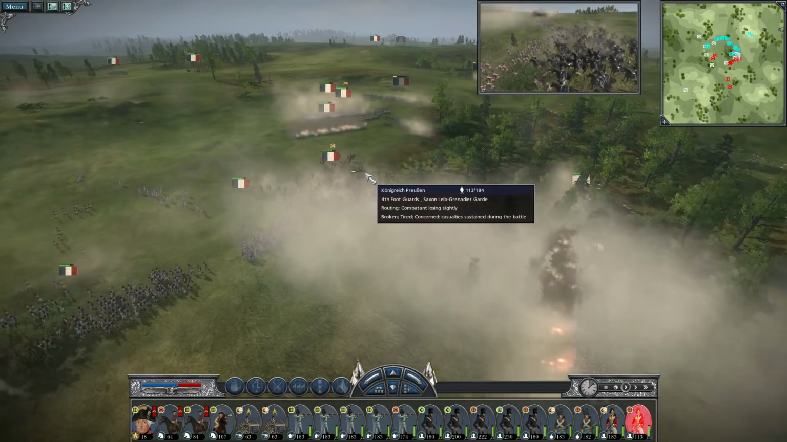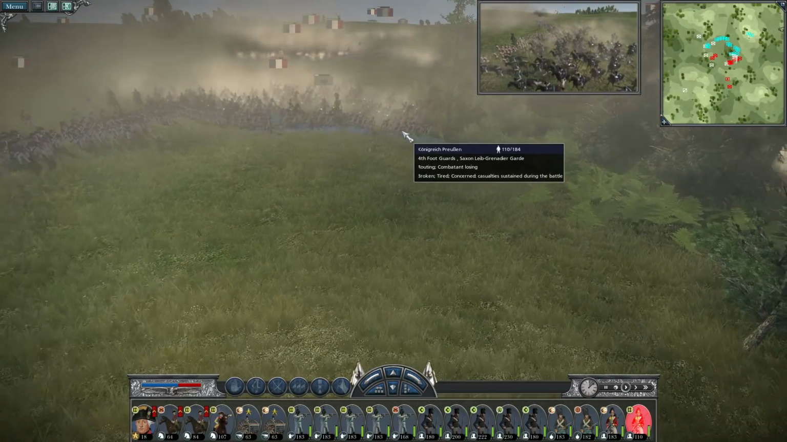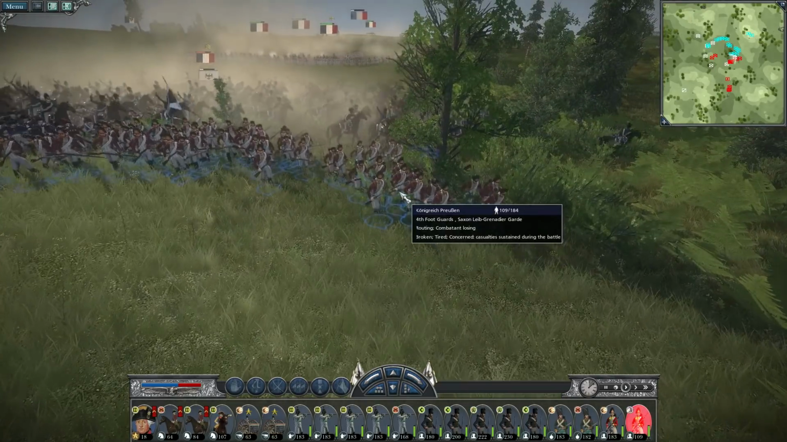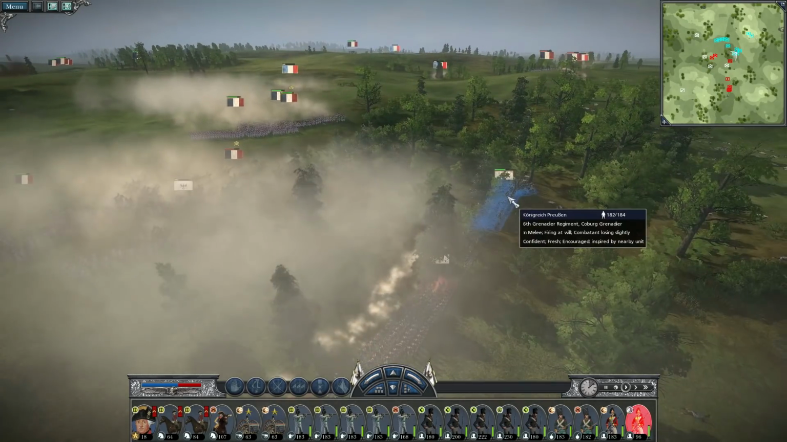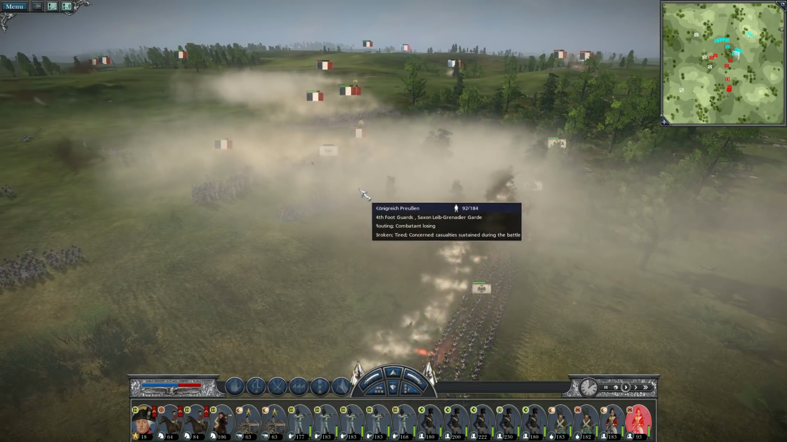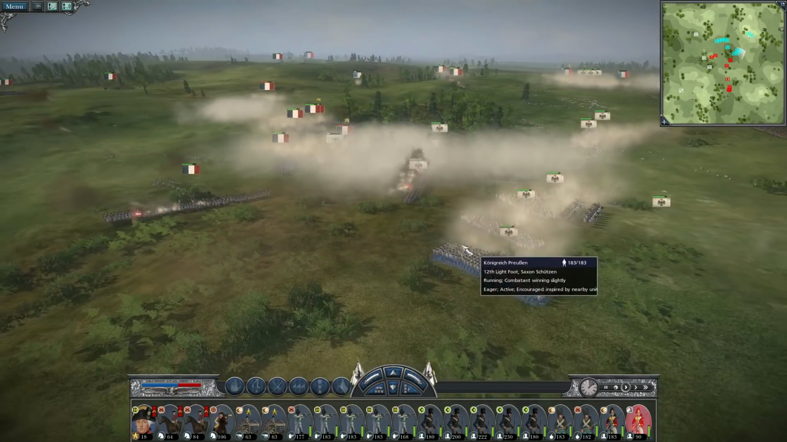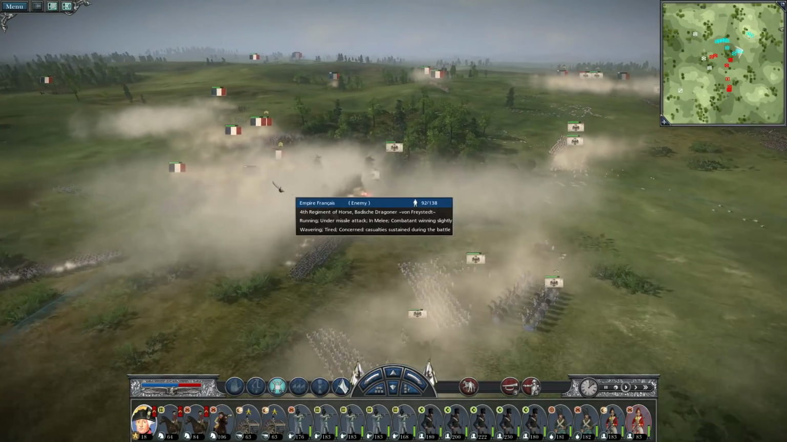Unfortunately, the live grenadiers were caught, I say they were caught off guard. I was caught off guard. I should have moved to deal with them immediately. The general is here though.